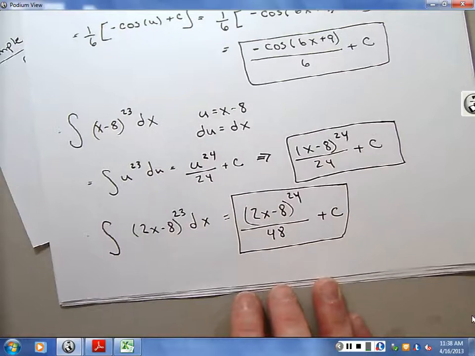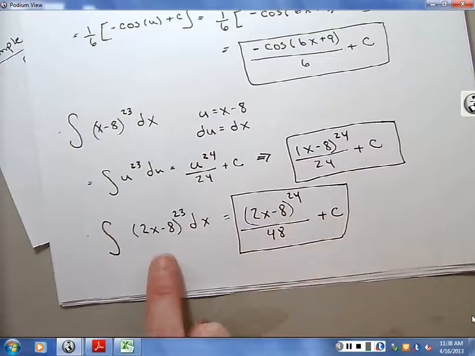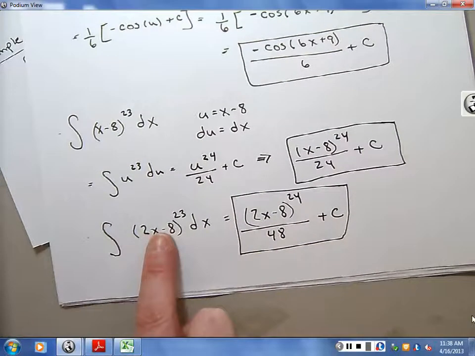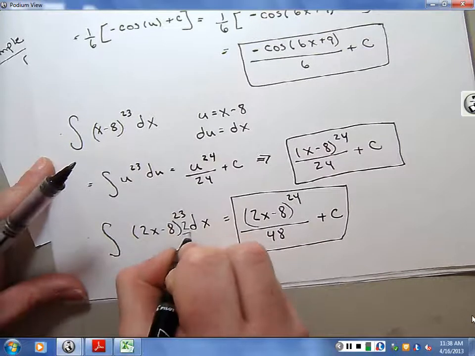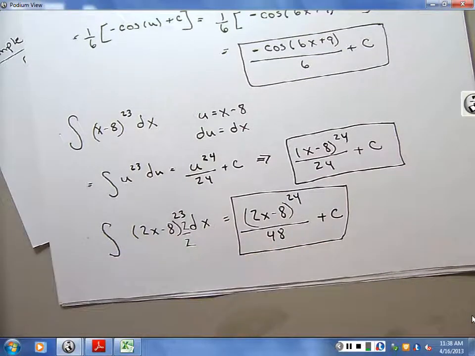You see where that 1 half would come in? Because the derivative of the inside would be 2. So I really mean this to be 2 over 2 to get it to be complete. Sometimes you can get a little cocky and lose a constant, so be really careful on that.